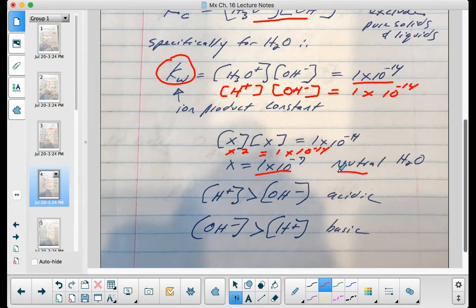And that's when we would have a neutral solution. But if your hydrogen ion is greater than your hydroxide ion, you'd have an acidic solution. And if your hydroxide ion is greater than your hydrogen ion, you'd have a basic solution.